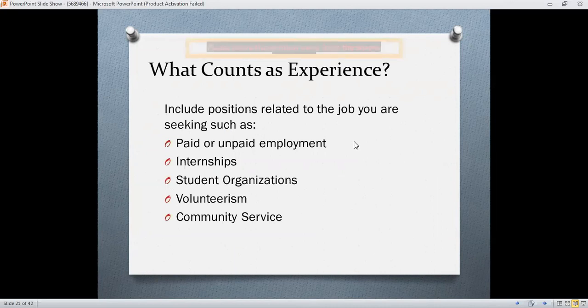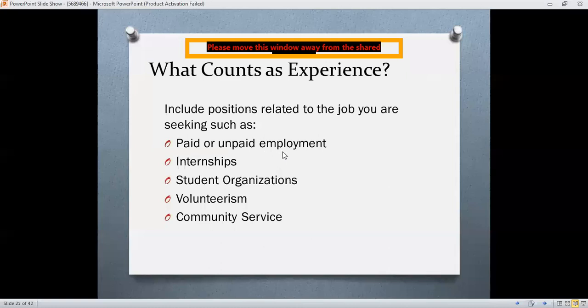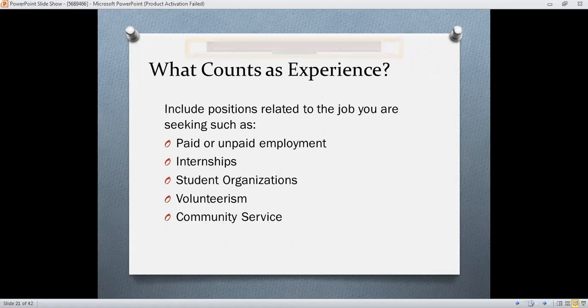What counts as experience? Which work is countable as an experience? It is a list: paid or unpaid employment, internship, student organization, volunteer, and community service.